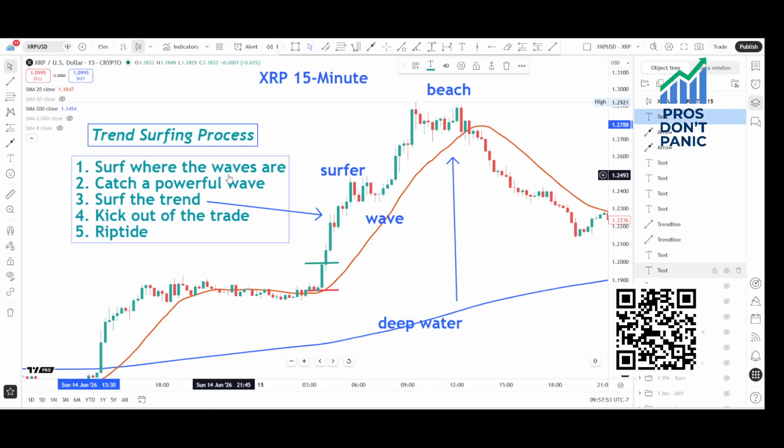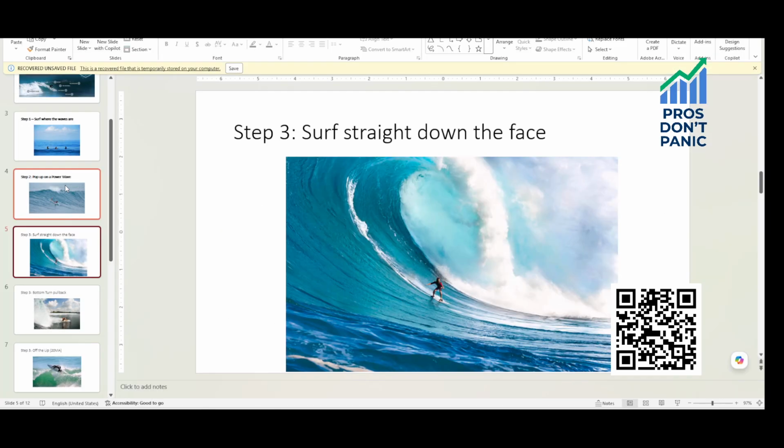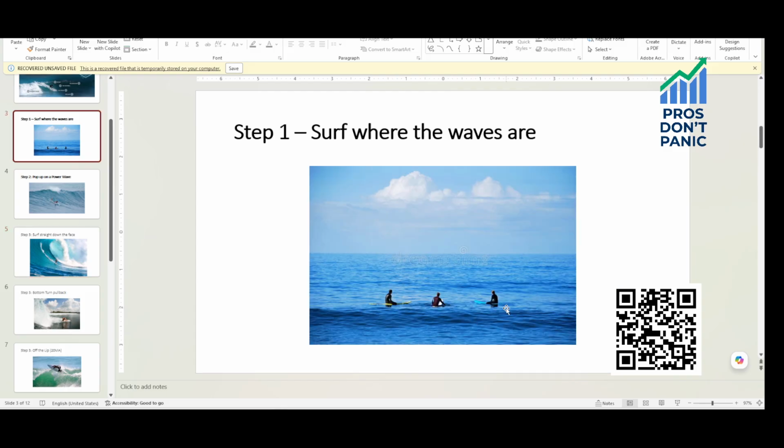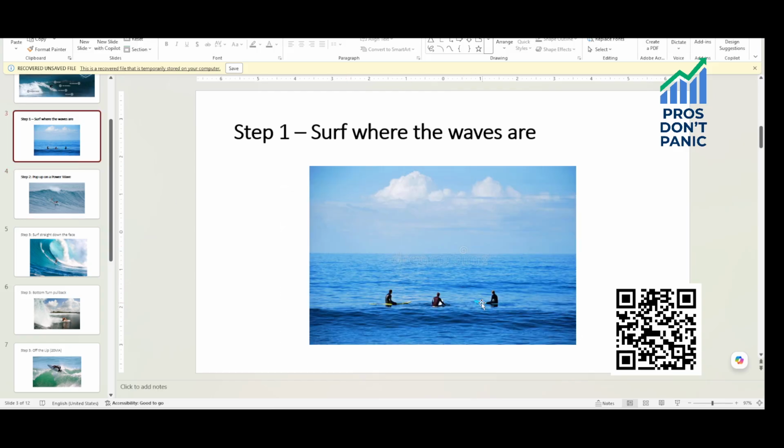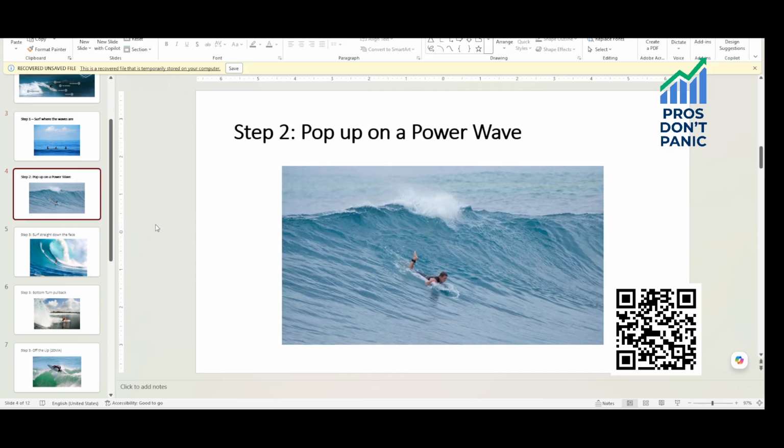Okay, so surf where the waves are. In this case, the 20-period moving average and the 200-period moving average are coming together parallel. And this is what I call the lineup. In surfing terminology, this is the lineup. The surfers have been doing this for years. They come out to the lineup and they know that the peak wave energy will come to this location, and then they can catch a wave just in that location. They don't need to be anywhere else in the ocean. They're exactly where they need to be. They've been doing this for years, and they're going to catch a powerful wave.